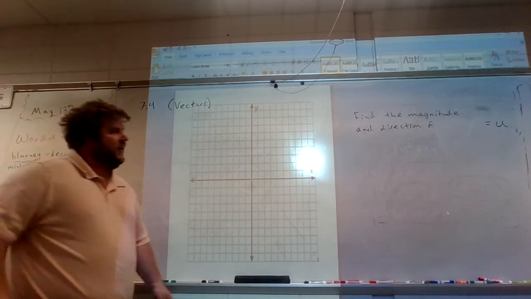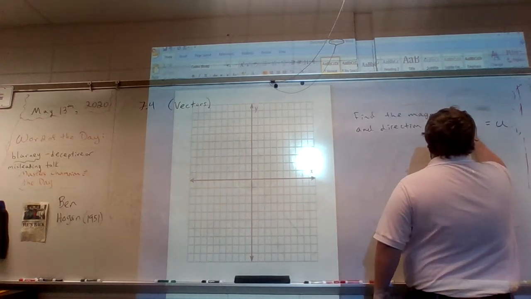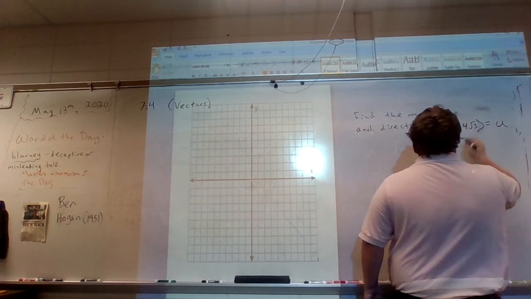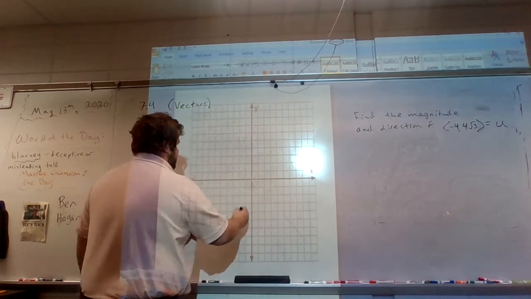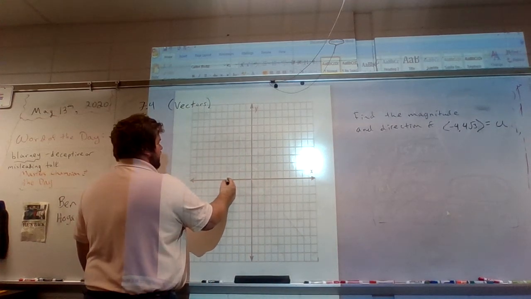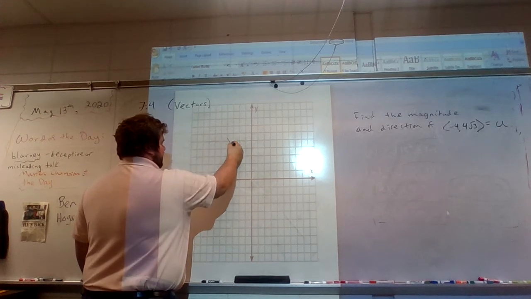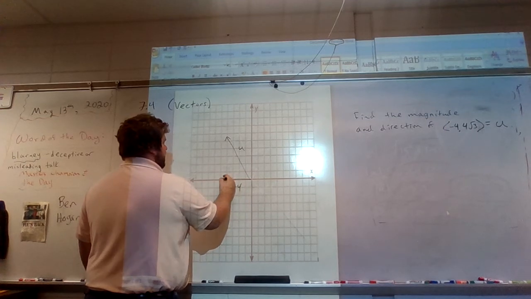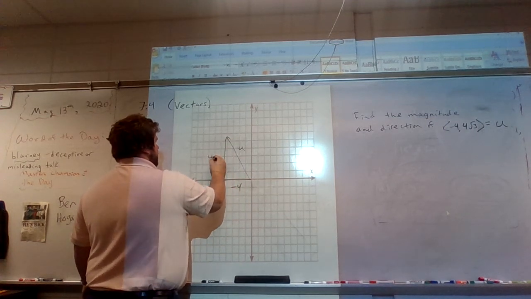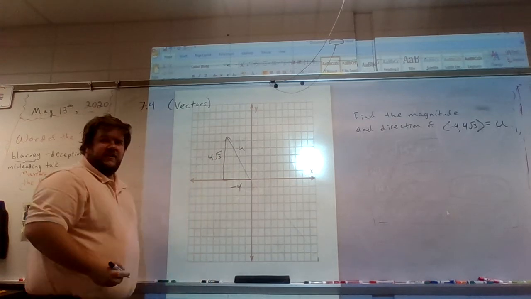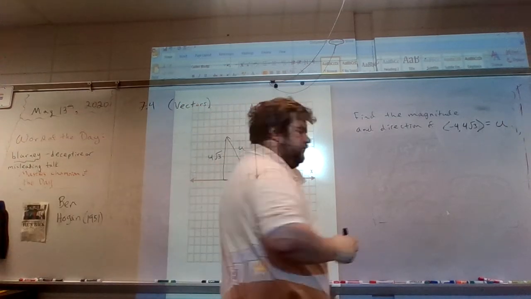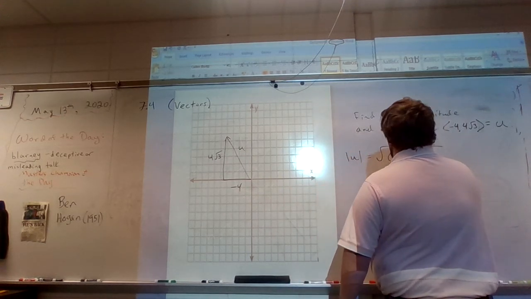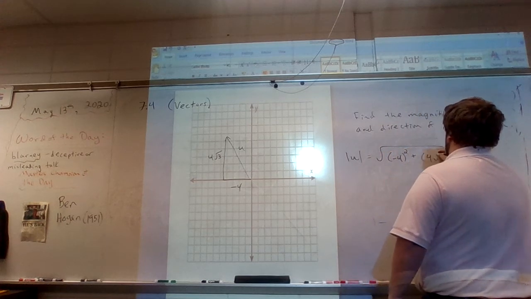Here are vectors -4, 4√3. So we've got -4, and 4√3 is bigger. Maybe somewhere out here, our vector u. And we've got negative 4 and then 4 root 3 here. So I would find the magnitude in the same way. So the magnitude of u is the square root of negative 4 squared plus 4 root 3 squared.